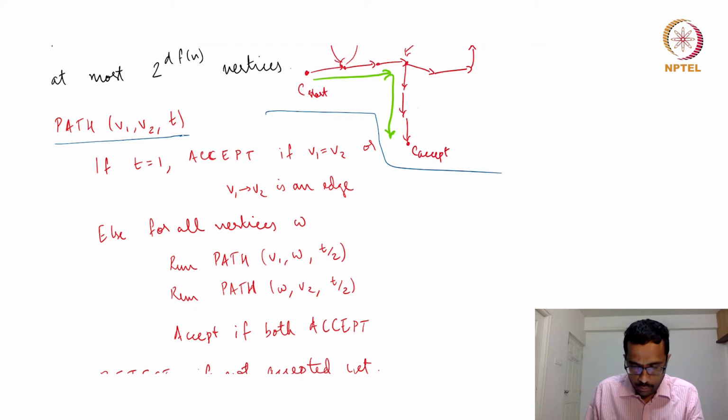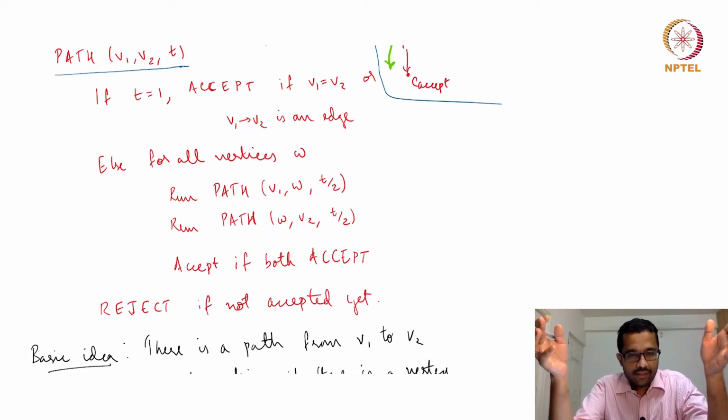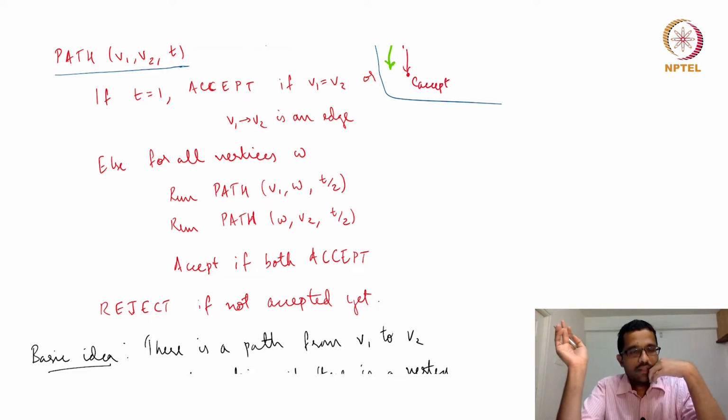So when t is equal to 1, we just are checking whether v1 to v2 is an edge, or v1 and v2 can also be the same vertex. So if t equals 1, it is a base case: we just decide whether v1 equals v2 or v1 to v2 is an edge. If it is not the case, what we do is we check for all the vertices w, right? So if there is a path of length at most t, that means there is a middle vertex. So let's say the middle vertex was some vertex called w. v1 to w should be a path of length at most t by 2, and w to v2, right?